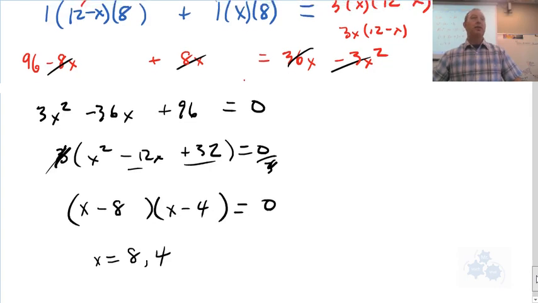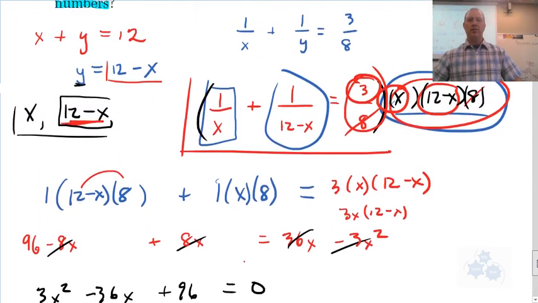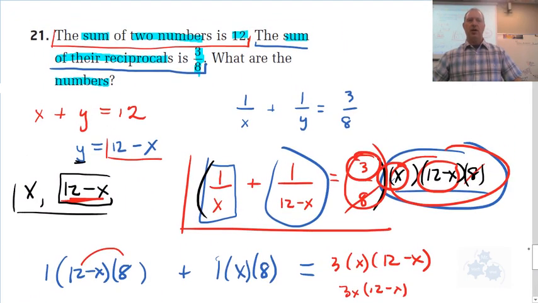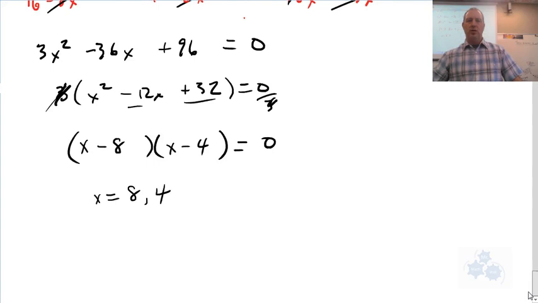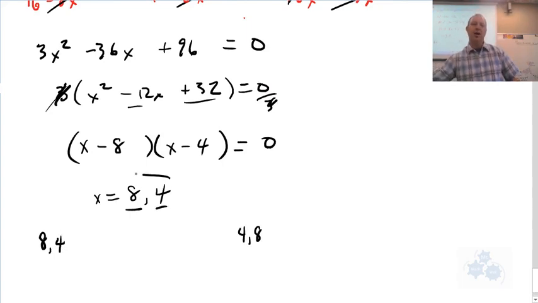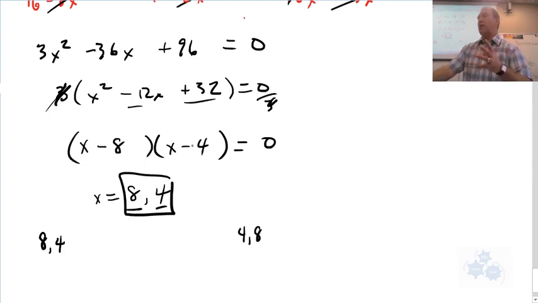So we have to check now to see if those actually are reasonable. The sum of two numbers is 12. The sum of the reciprocals is 3 over 8. Okay, so if x is 8, the numbers would be 8 and 4. And if x equals 4, the numbers would be 4 and 8. These are not the two numbers. These are the two possible values for x. It just so happens that they equal the two numbers, but you have to be careful with this.